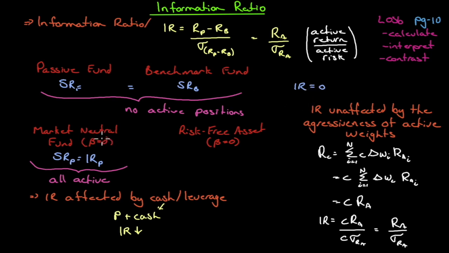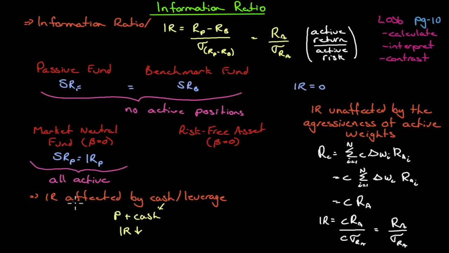If we take a market neutral fund, in other words, we have long positions and short positions such that the beta of the portfolio is 0. We're long a certain amount of beta and we're short a certain amount of beta, we get to 0. The risk-free asset also has a beta of 0. However, the market neutral fund is all active. So if the risk-free asset is our benchmark with a beta of 0, the portfolio is all active. Hence, the Sharpe ratio on the portfolio will equal the information ratio on the portfolio because the return on the portfolio will all be active return.